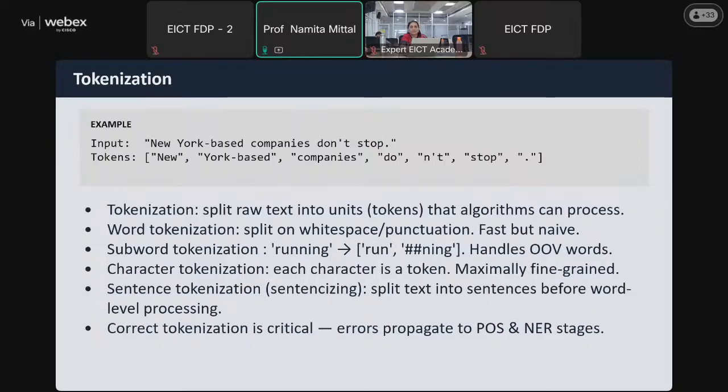There are lots of words. Earlier they were not there, but they became so popular that they are part of the vocabulary or a dictionary. Correct tokenization is critical. Errors propagate to part of speech and NER stages. If we have something new that is not written somehow, what is the part of speech of that, or what is this word?